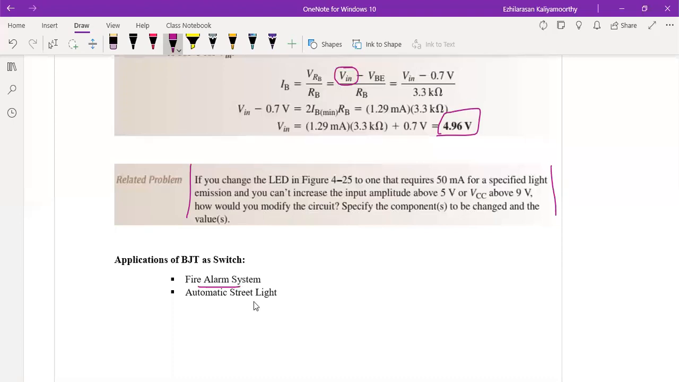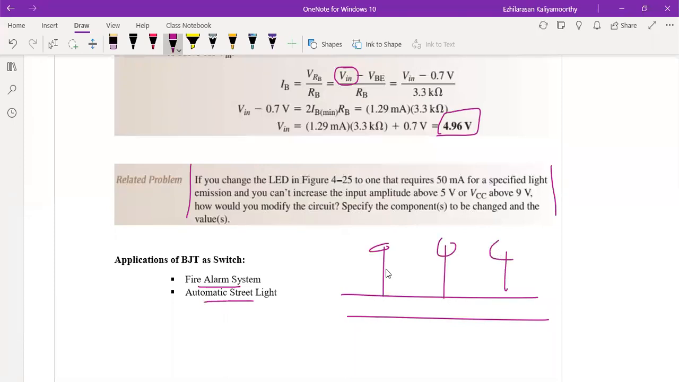You can also use it in the automatic street light. We need to know the meaning of the automatic street light. It's simple. Assume this is the street, and here we are going to have the lights. What will happen in daytime? This light will not glow. During the evening and night time, this light will turn on. How will it be turned on? Based on the intensity of the daylight, the brightness actually. Based on that, this LED will sense the brightness, then it will turn on and turn off.